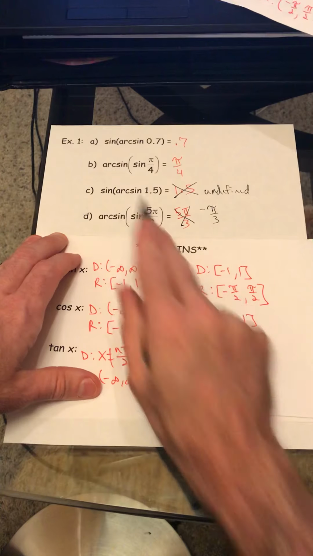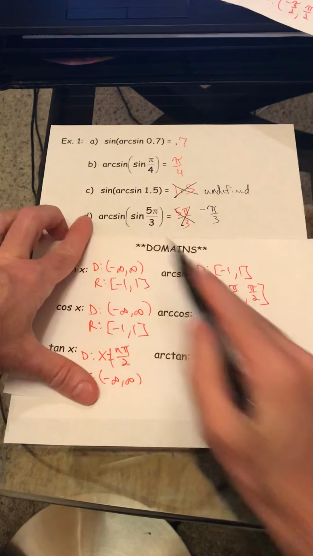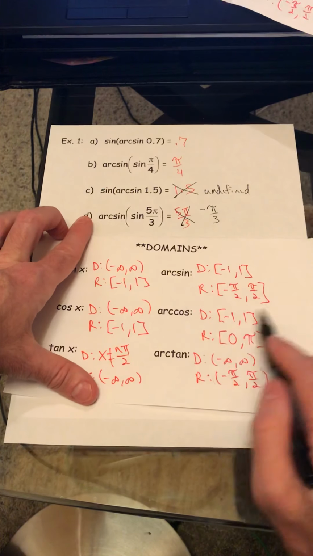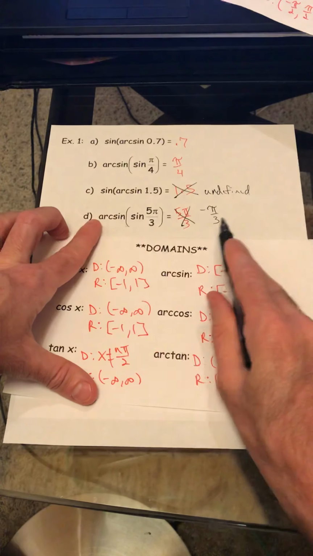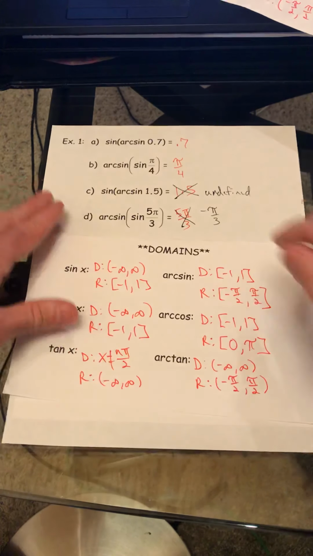So that's what makes this section a little bit trickier, is that if it's not in the domain, it's automatically undefined. Here it's in the domain. If it's not in the range, that does not make it undefined. That just means we can find a coterminal value that works.